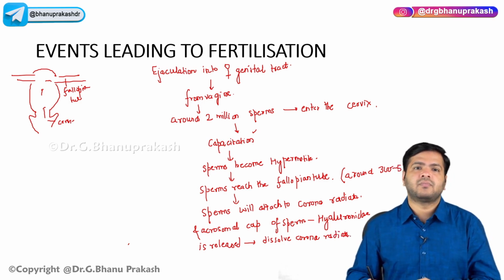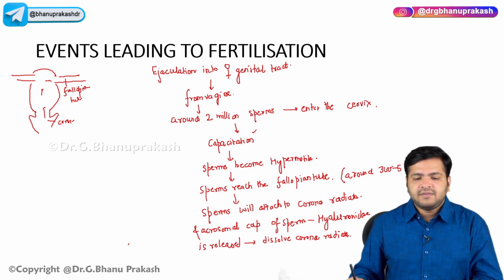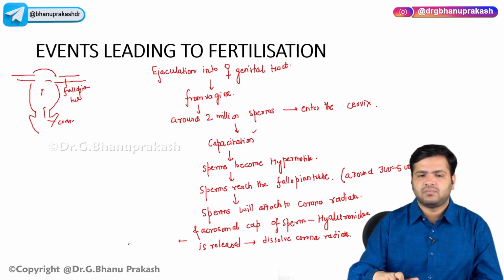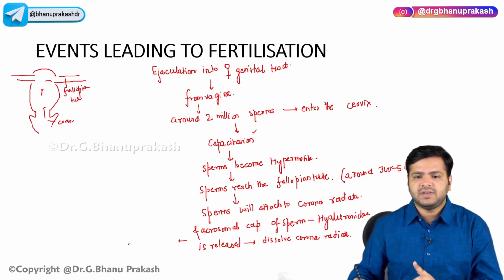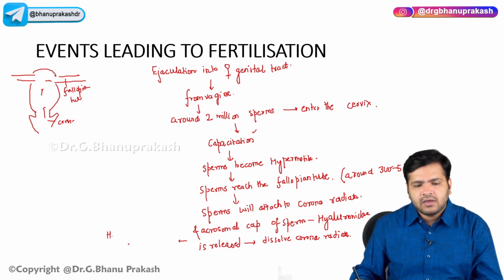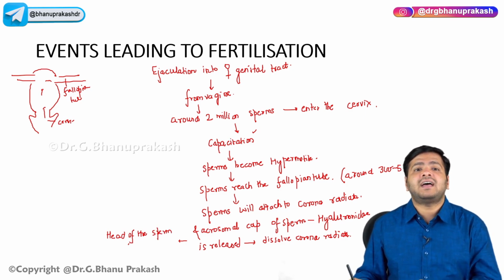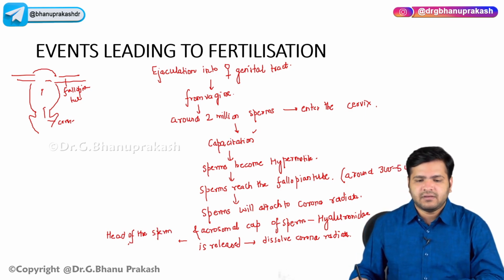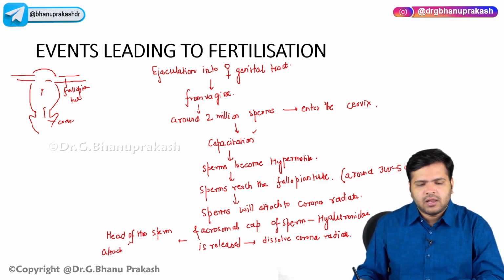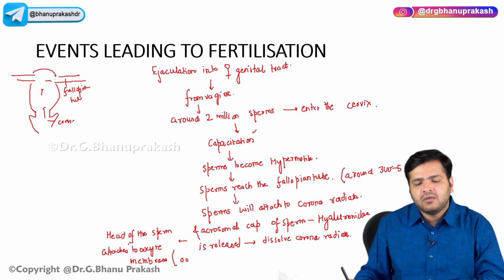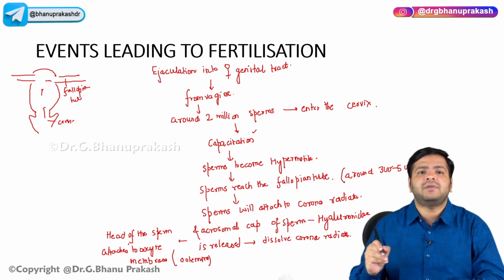Now, after this, what will happen? The head of the sperm will attach to the oocyte membrane. The head of the sperm attaches to the oocyte membrane, that is called the oolemma, right? What do we call the oocyte membrane? Oolemma. So it will attach to the oocyte membrane, right?